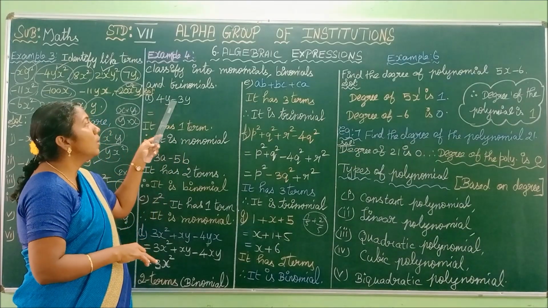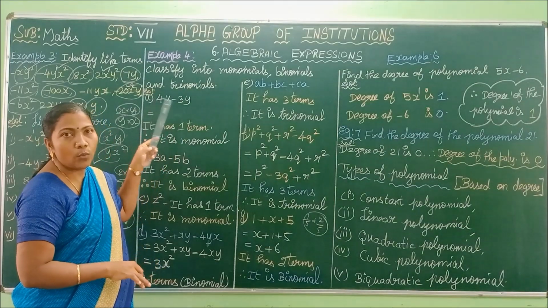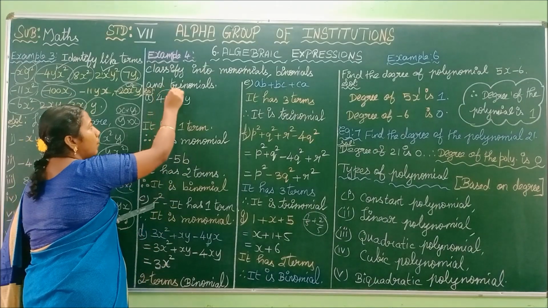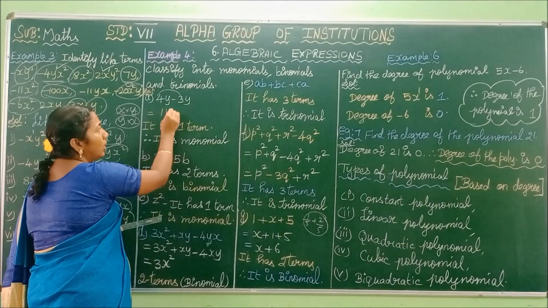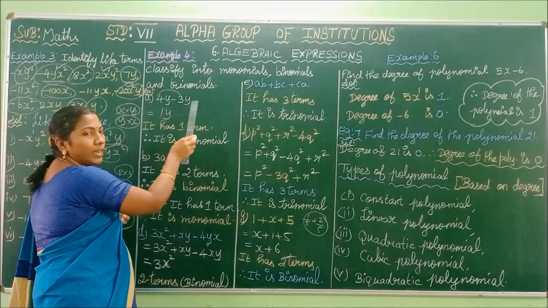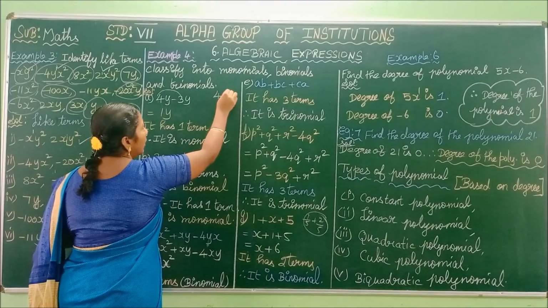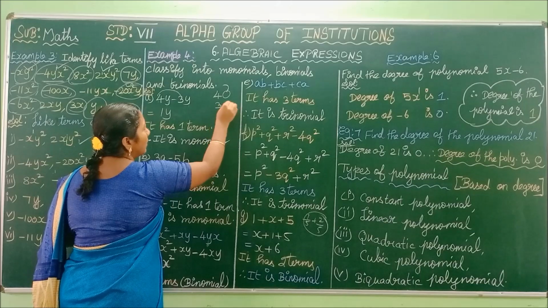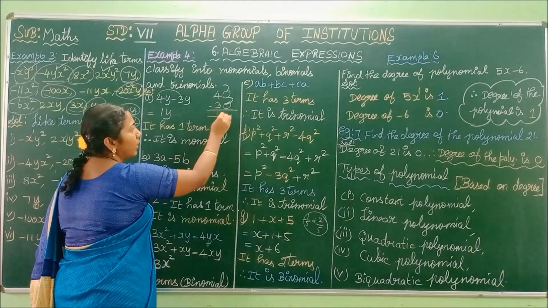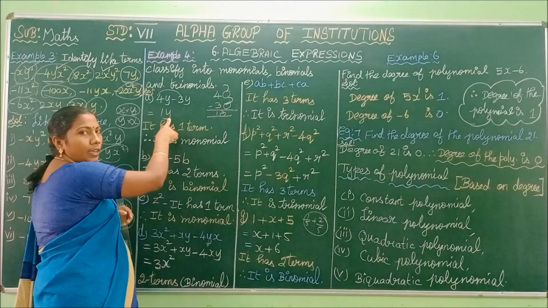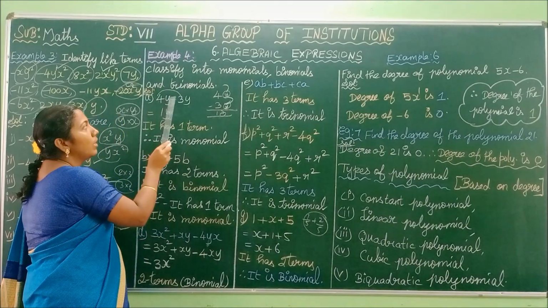4y minus 3y means you have to subtract this 3y from 4y. First you have to subtract the values, 4 minus 3. So what is your answer? 1. And write the y together. Do you understand children? 4y minus 3y is equal to 1y. If you don't understand, think of this example. You have 4 apples. Among the 4 apples you ate 3 apples. So how many apples remain? Only 1 apple. Like that we are writing. Instead of apple we are using y here.